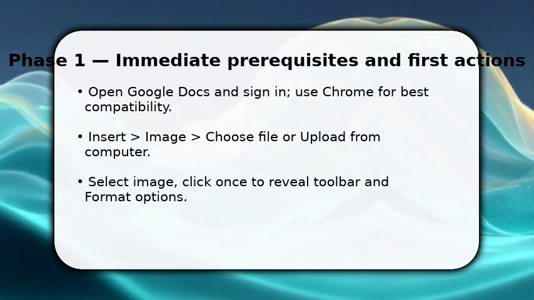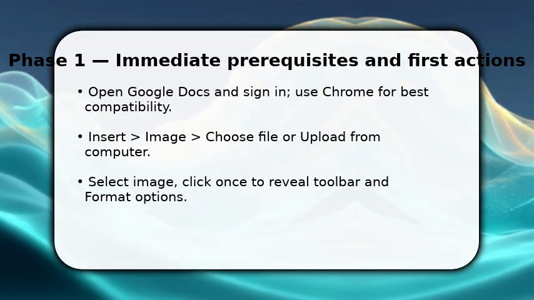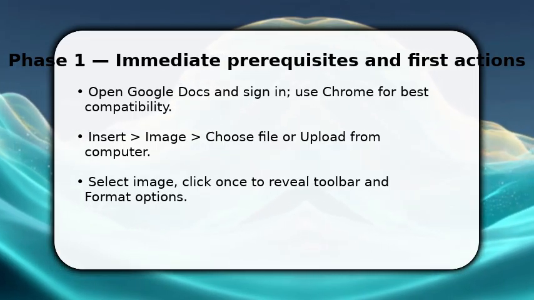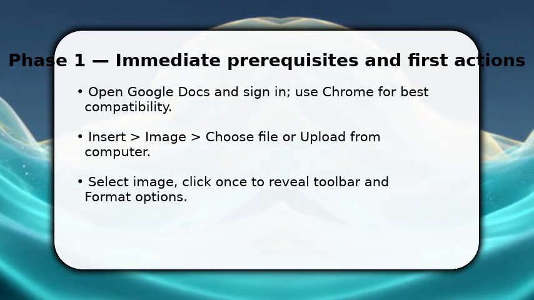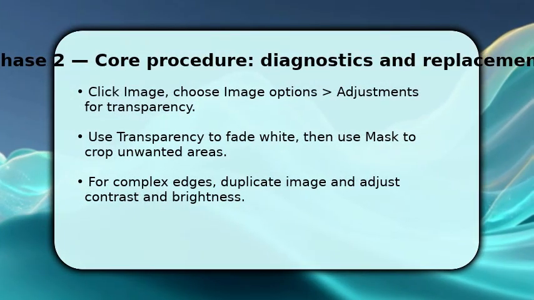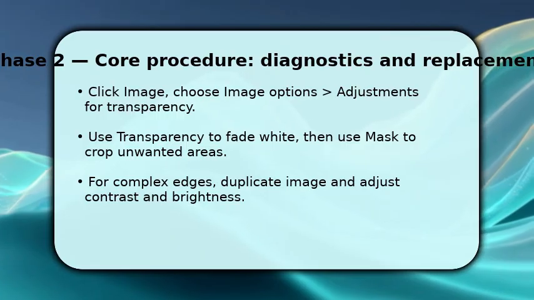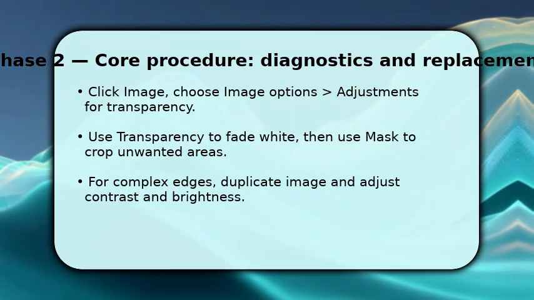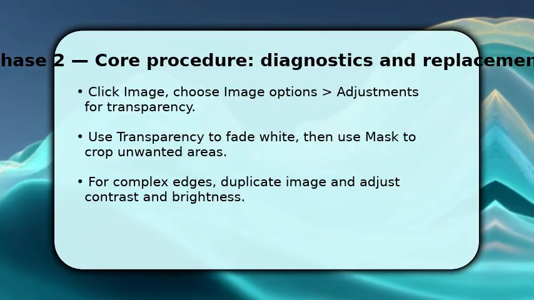Make sure the image is high contrast versus the white background so tools can separate edges more easily. This reduces artifacts later when you remove white. Next, you'll change how the white behaves by adjusting transparency and using the mask tool. Increase transparency slightly to reveal edges, then apply mask to crop away plain white margins.